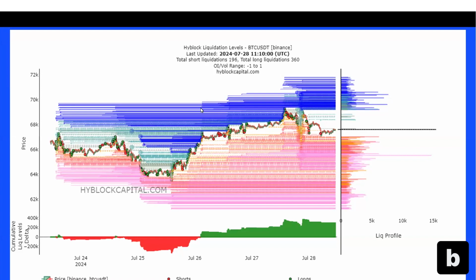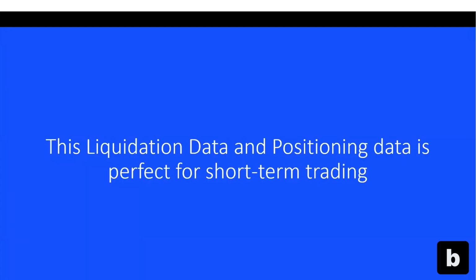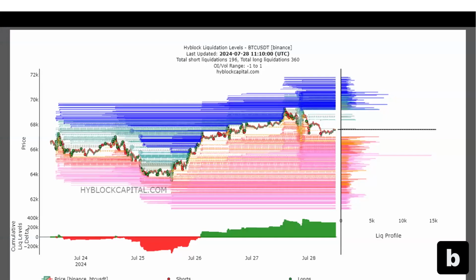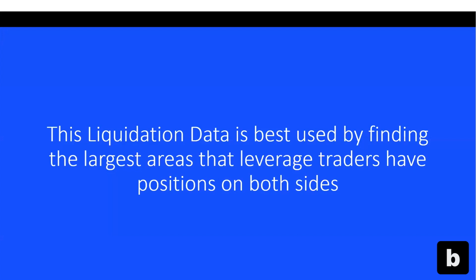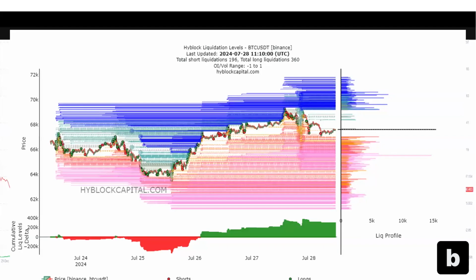I think with this particular data point, we see it time and time again in the market. So obviously, as I've alluded to, it is perfect for short-term timing. And as far back as it goes, maybe a couple of days, it can also help in terms of the weekly trading setup. I think the liquidation data is best used by finding the largest areas, and that's often where the price is going to gravitate towards.